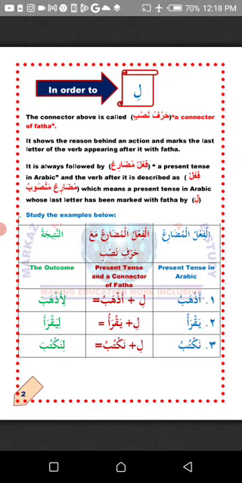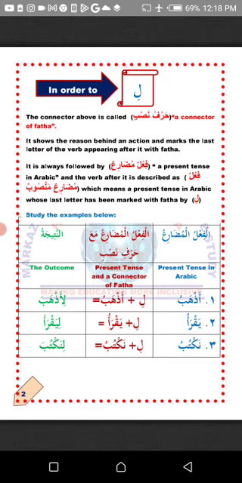This is why the connector is described as harfu nasbin, which indicates the reason behind an action. Li indicates the reason why you are doing what you are doing, or why you want to do what you want to do, and it must come before the fi'l mudari'. La'alaka fahimt? I hope you understand.